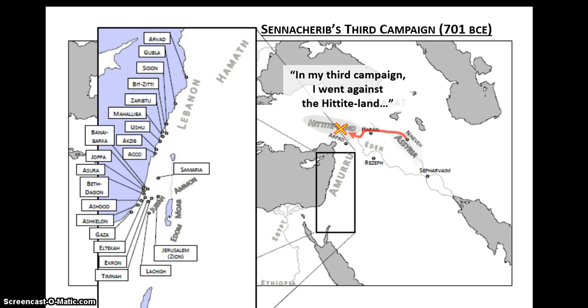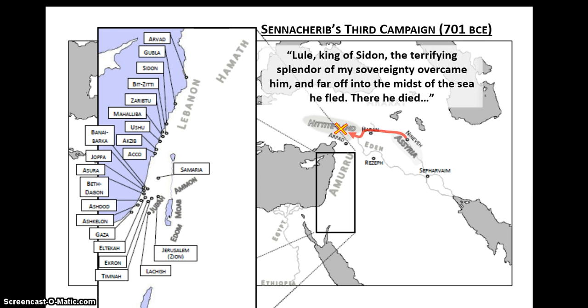Now, as Sennacherib rose to the throne, first of all, he had to put down some rebellions in the east, in the region of Babylon. But after he was done with that, he moves to the west towards, he explains, the Hittite land. And then moving west, he then moves to the south, where he says, Lule, king of Sidon, the terrifying splendor of my sovereignty overcame him, and far off into the midst of the sea he fled. There he died.